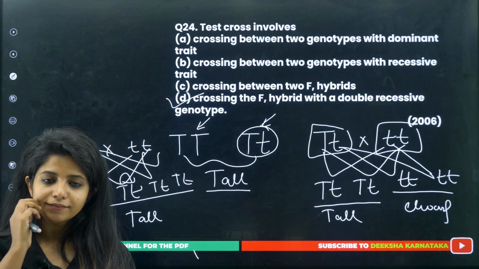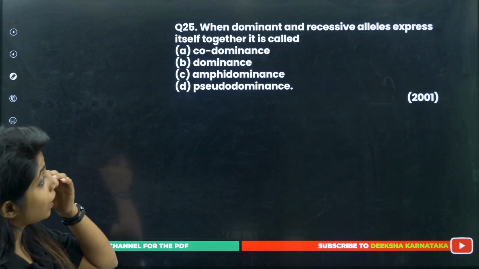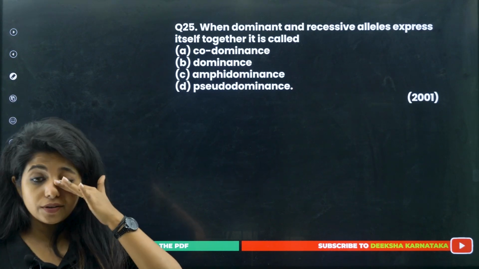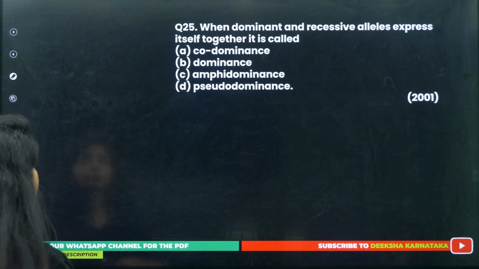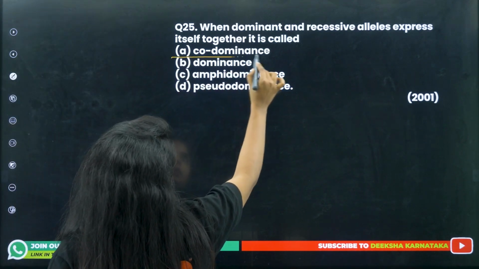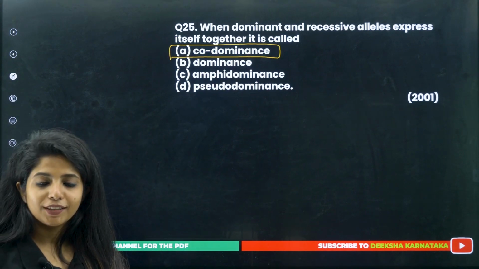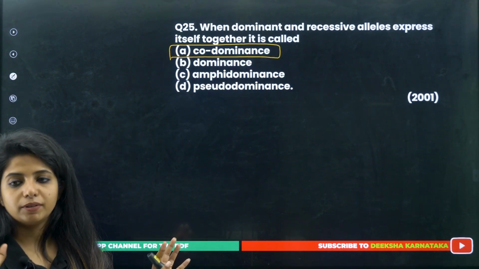Okay, when dominant and recessive alleles express themselves together, it is known as what, children? When both of these alleles express themselves together, what do you call it? You call it codominance. Simple. Both of them are expressing themselves.